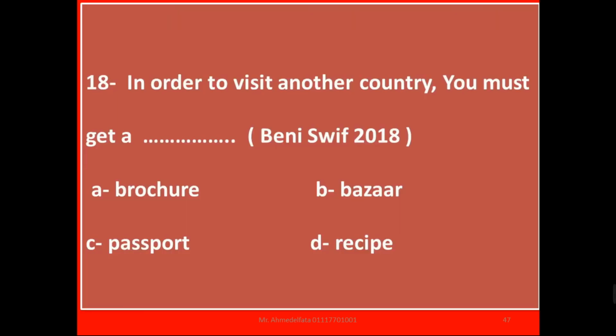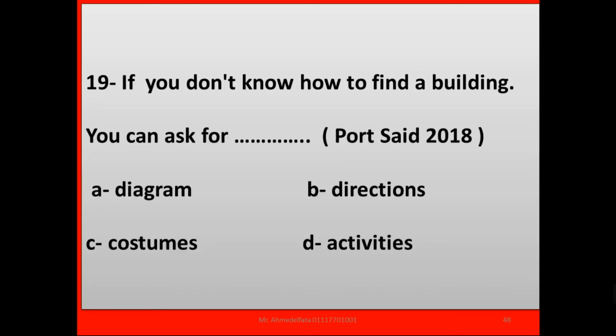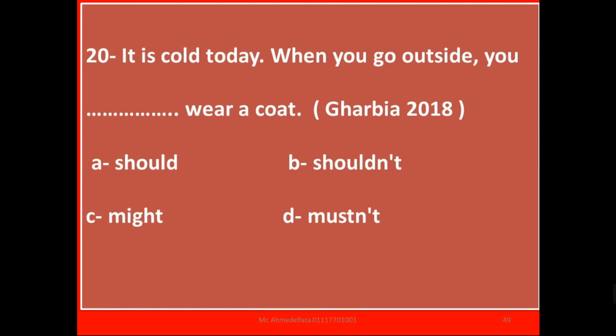Number 18, in order to visit another country, you must get a passport. In order to visit another country, you must get a passport. If you don't know how to find a building, you can ask for directions. Number 20, it is cold today. When you go outside, you should wear a coat.